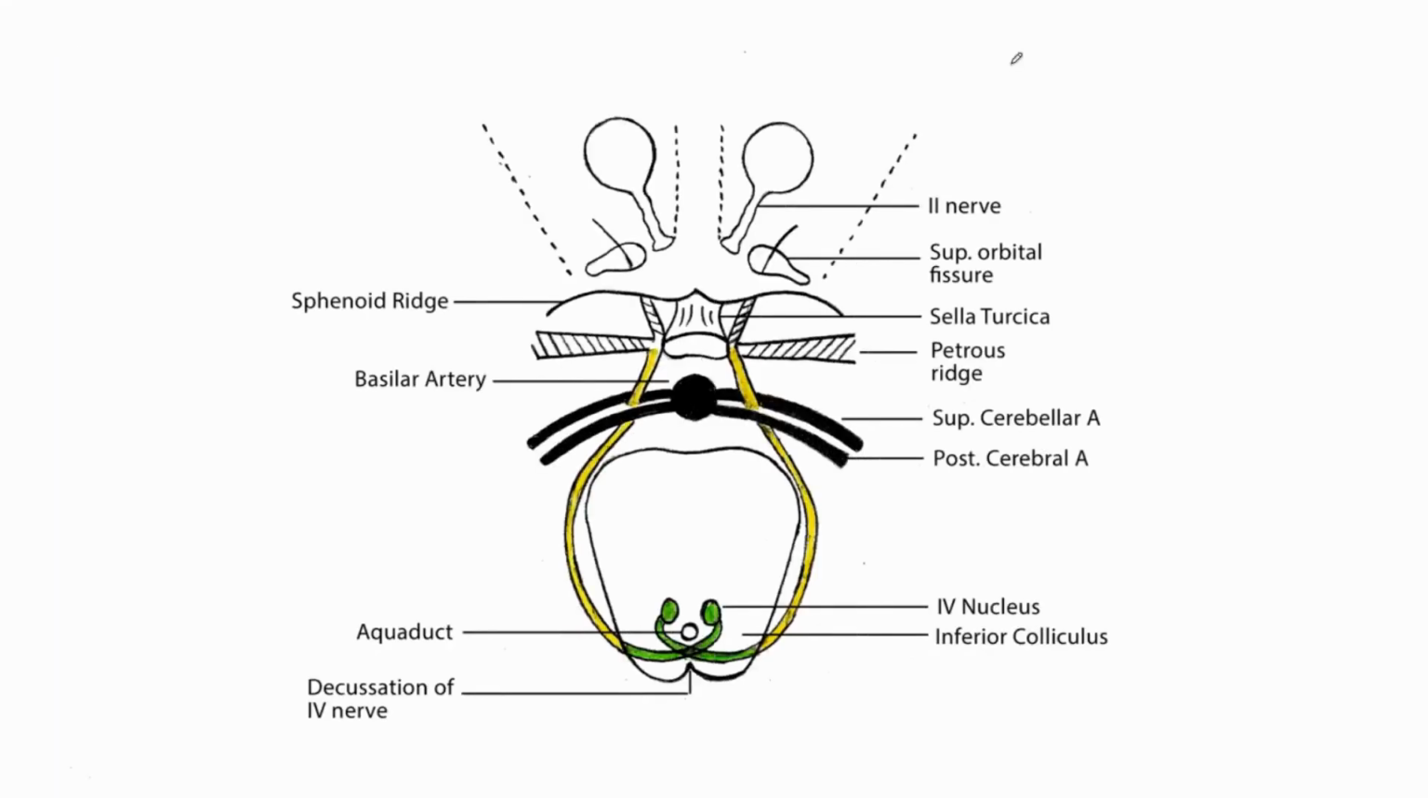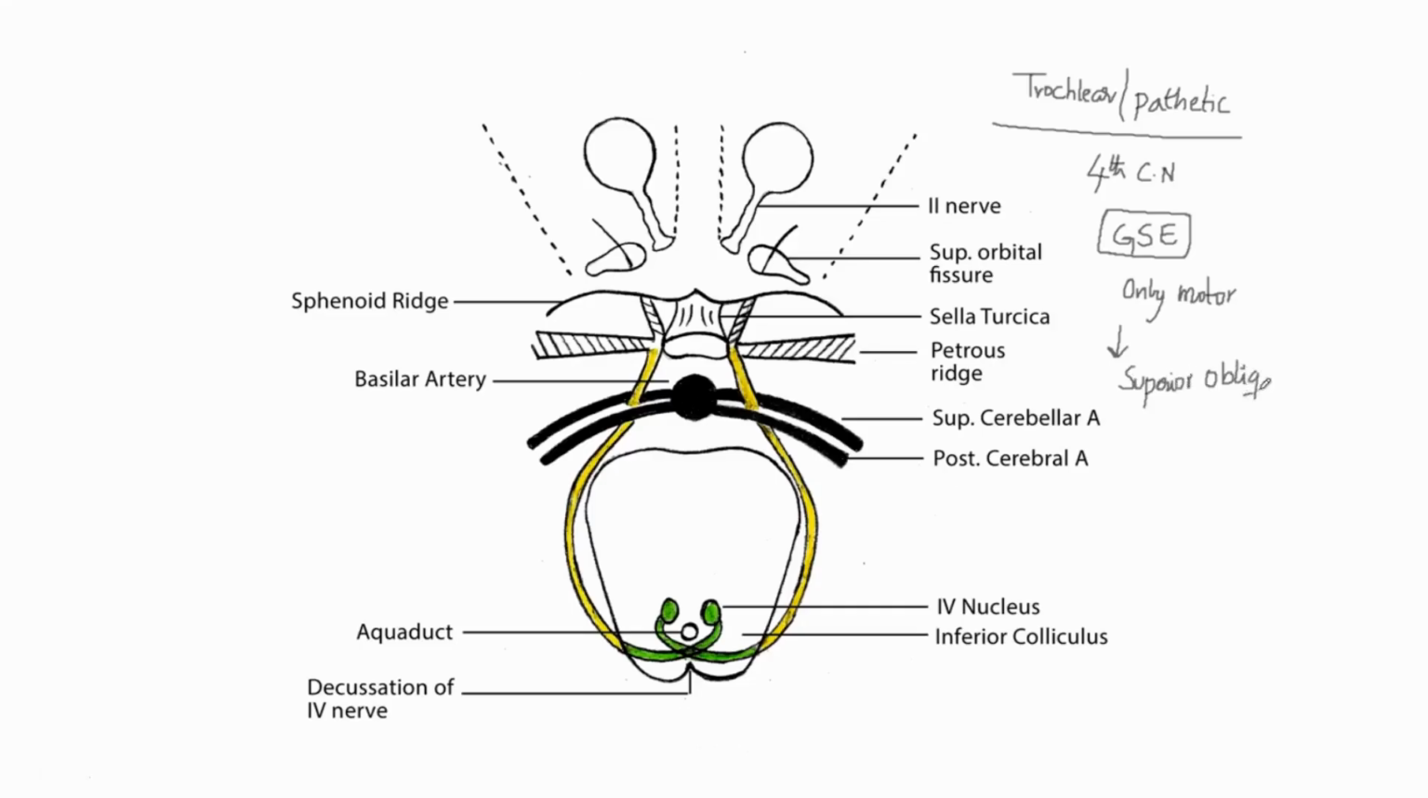To begin with, when I say trochlear nerve, the other name is pathetic nerve, and it is 4th in order, that is the 4th cranial nerve. It is general somatic efferent. So it is only motor, it contains only motor fibers, that too general somatic efferent fibers, and it supplies only one muscle, that is the superior oblique muscle, which is one of the extraocular muscles of the eye.